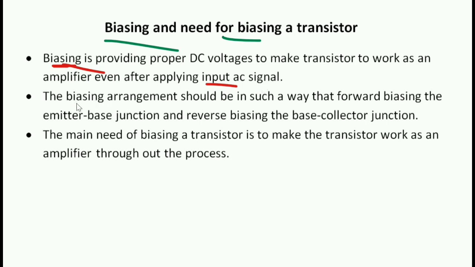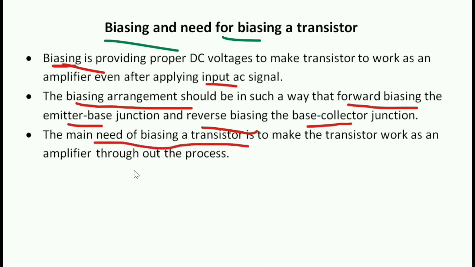Biasing is arranged in such a way that the emitter-base junction is forward biased and the collector-base junction is reverse biased. We know that to make any transistor an amplifier, we have to forward bias the base-emitter junction and reverse bias the base-collector junction. Then the transistor will act as an amplifier. The main need, which we have already discussed, is to make the transistor work as an amplifier throughout the process. That is the main need of transistor biasing.